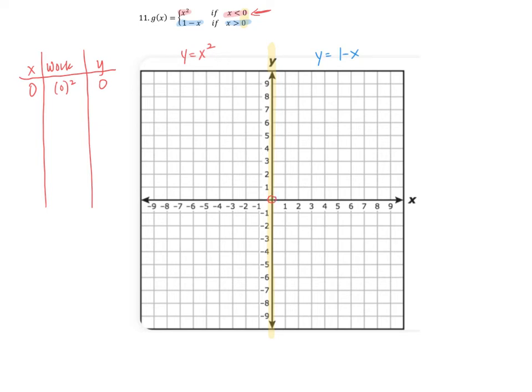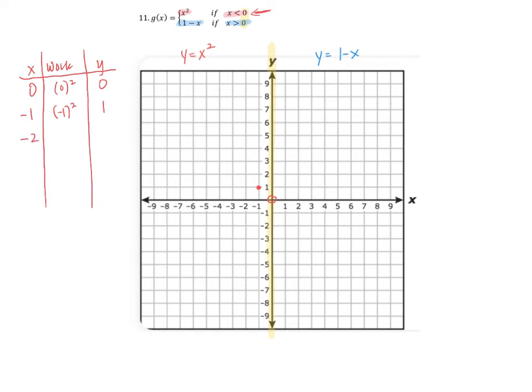Now, when you're choosing values for your x, remember that you want it to be on the left-hand side of this yellow boundary line. So you should choose things like -1, -2, not positive numbers, because that would be on the wrong side of the graph. So if I choose -1, I will see what -1 squared is, and that's 1. So (-1, 1) is another point.